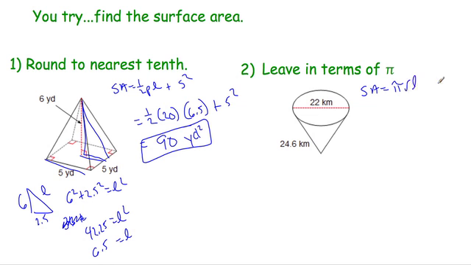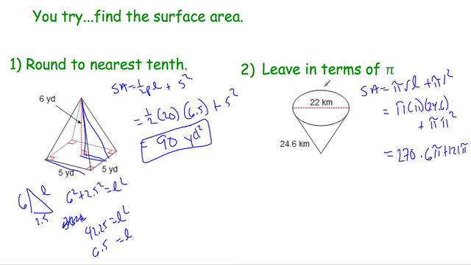Pi RL plus pi r squared. Radius is 11. Slant height 24.6 plus pi 11 squared. So 11 times 24.6, what is that? 270.6 pi plus 121 pi. And it wants to be in terms of pi, so I got to combine those, and we get 391.6 pi. There you go.